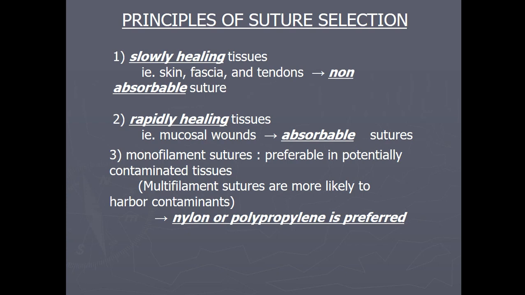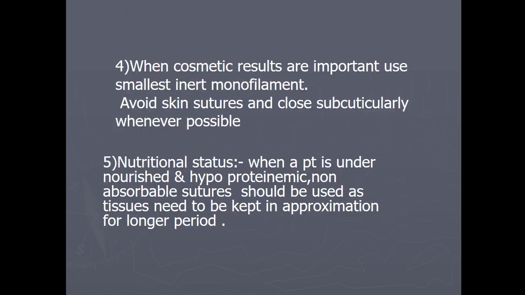Monofilament sutures are preferred in potentially contaminated tissue. Multifilament sutures are more likely to harbor contaminants. So in those areas, polypropylene or polyamide is preferred. When cosmetic results are important, use the smallest inert monofilament. Avoid skin sutures and close subcuticular whenever possible, for example, on the face.